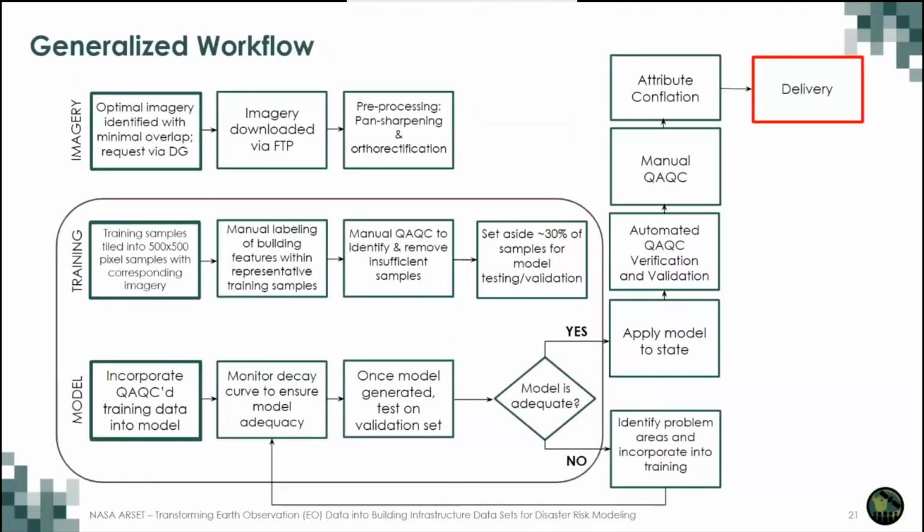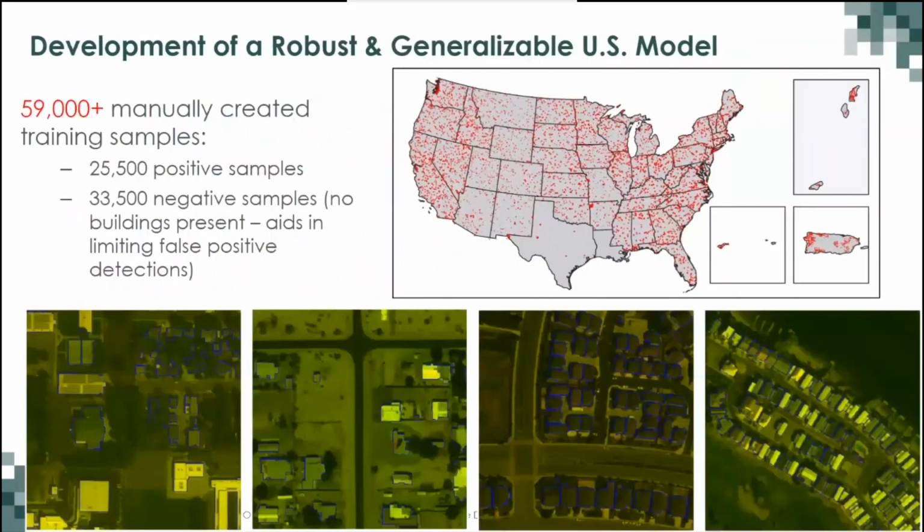Once we have this image mosaic, we will begin developing a convolutional neural network, and we train that neural network to identify building detections and to delineate that building detection in the satellite imagery itself. We do that by selecting 500 by 500 pixel image chips that we then have analysts go through and manually digitize each building in the image chip. We have done this for close to 60,000 image chips for the United States, and we have just over 25,000 positive samples. A positive sample is an image chip that actually has a building in it.